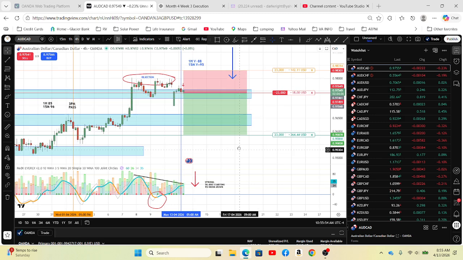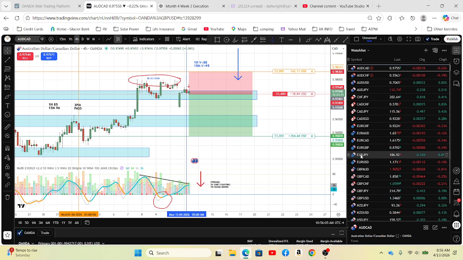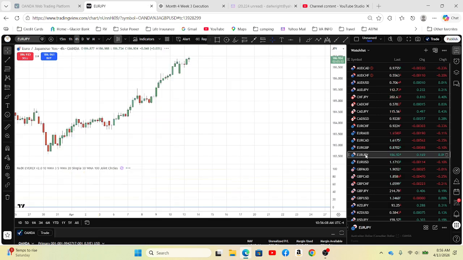And we patiently waited for this to occur and waited for the divergence to develop in order for us to take the trade. And that goes directly into the ones that we're currently watching.